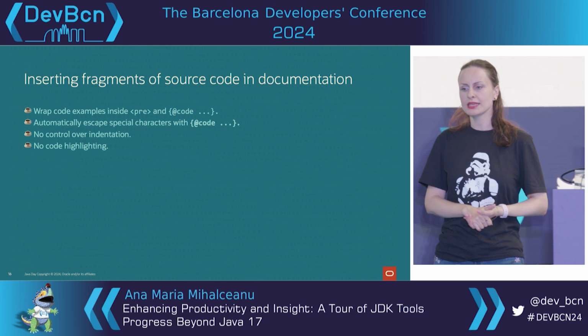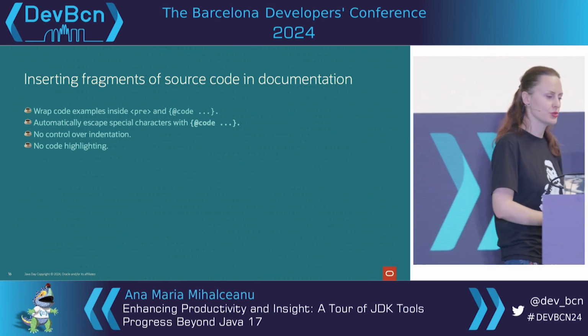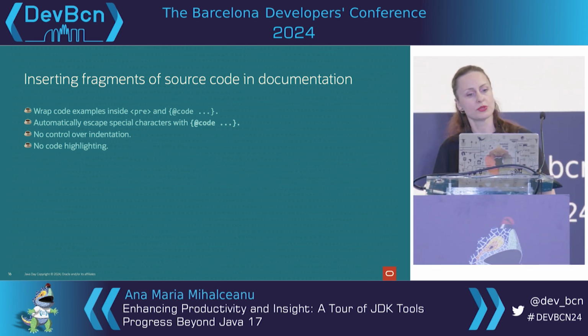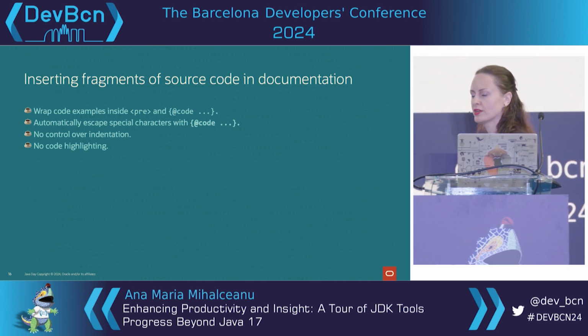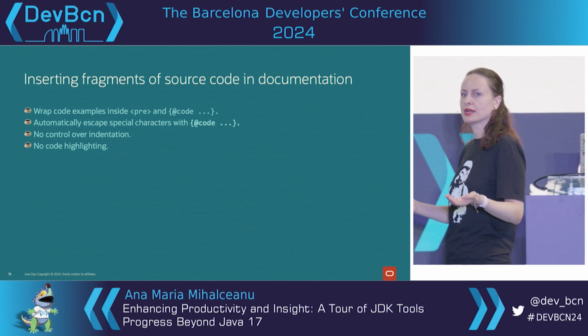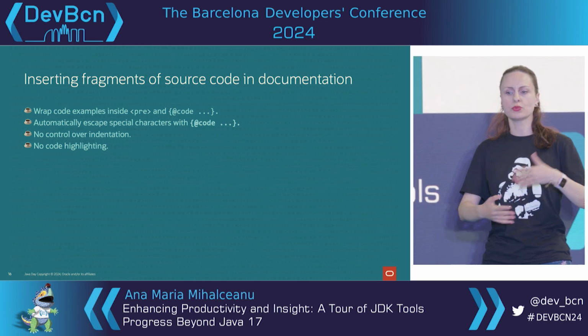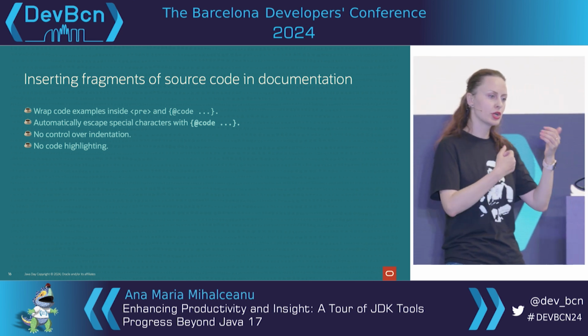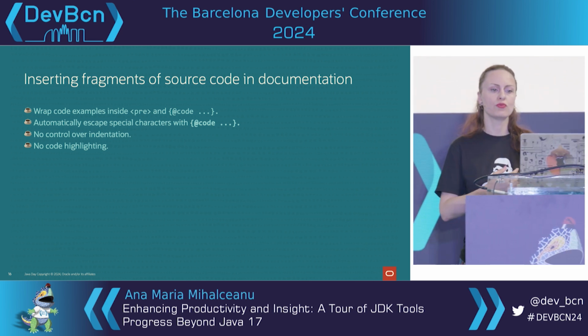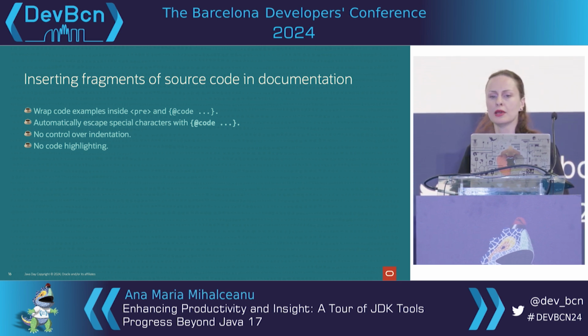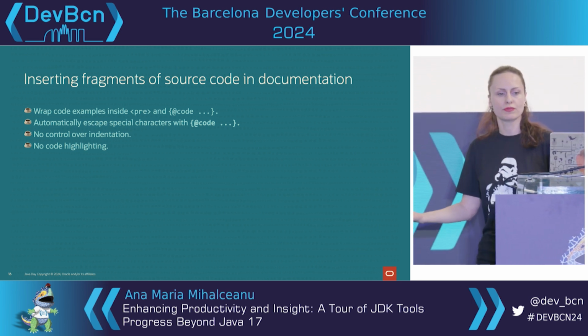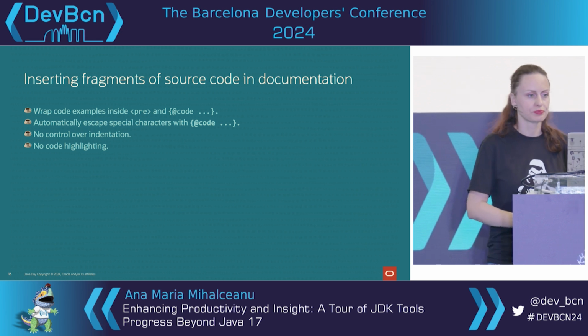So luckily, in Java 18, a new feature has been introduced to help us with that. Before Java 18, we used to wrap code examples with pre and code because we want code that is nicely formatted as pre-formatted text, but also displays special characters if we're using any of those with that code.